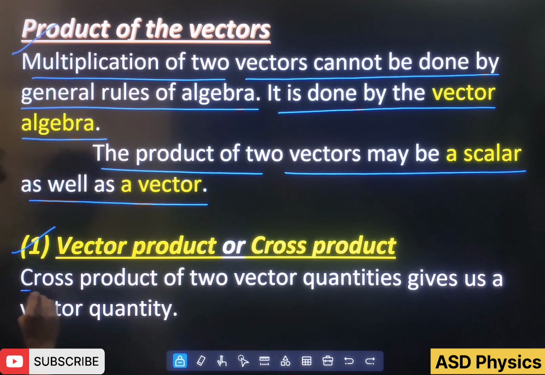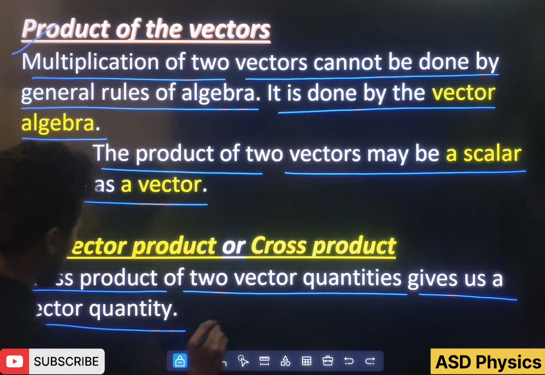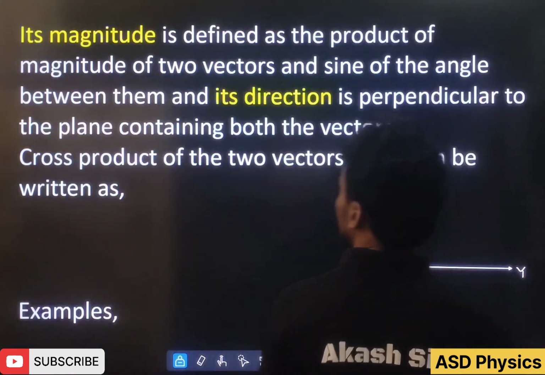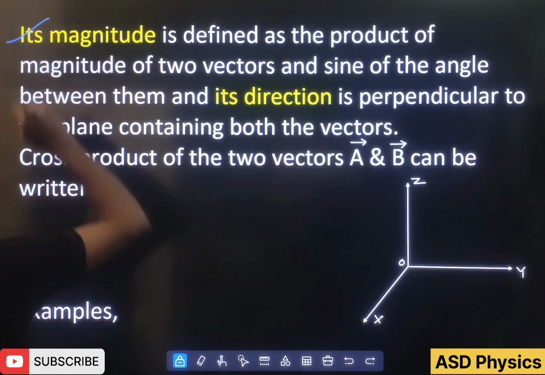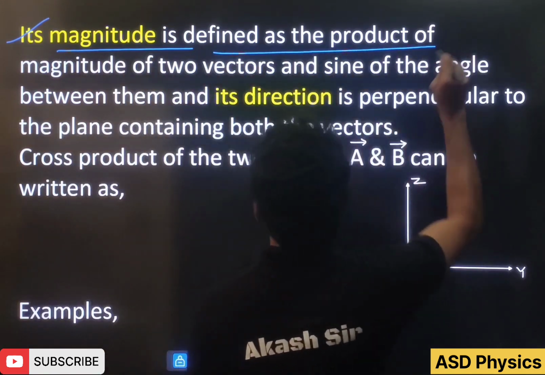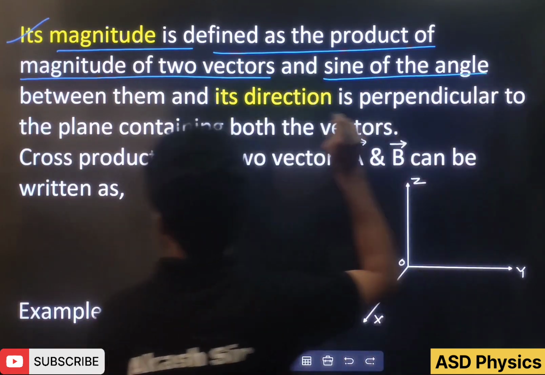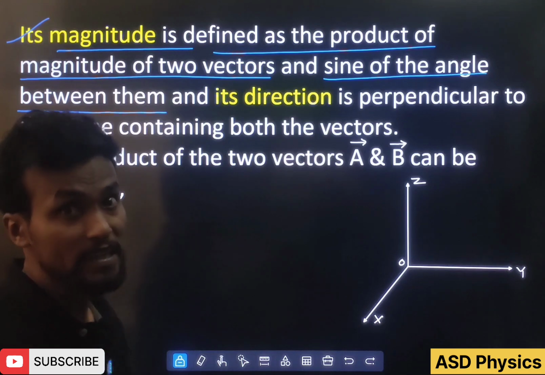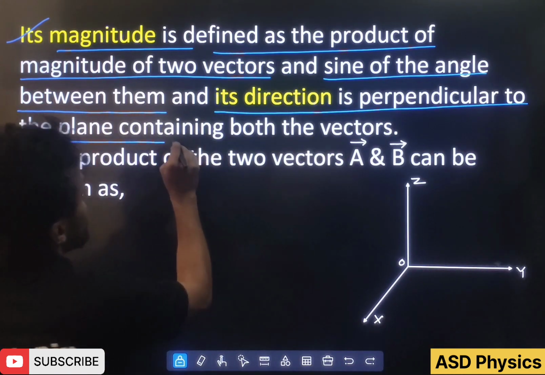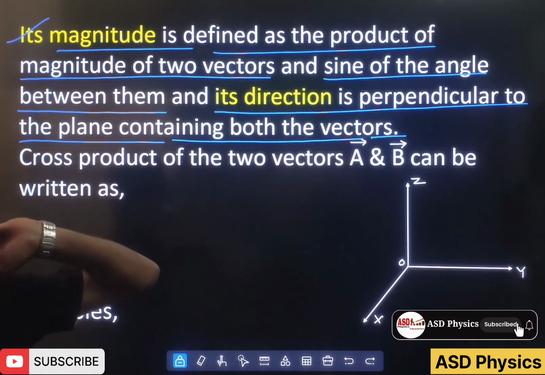As I have told you, the cross product of two vector quantities gives us a vector quantity. Vector quantity means it will have magnitude and also direction. Its magnitude is defined as the product of the magnitudes of the two vectors and the sine of the angle between them. And its direction is perpendicular to the plane containing both the vectors. We have seen about the magnitude and about the direction.